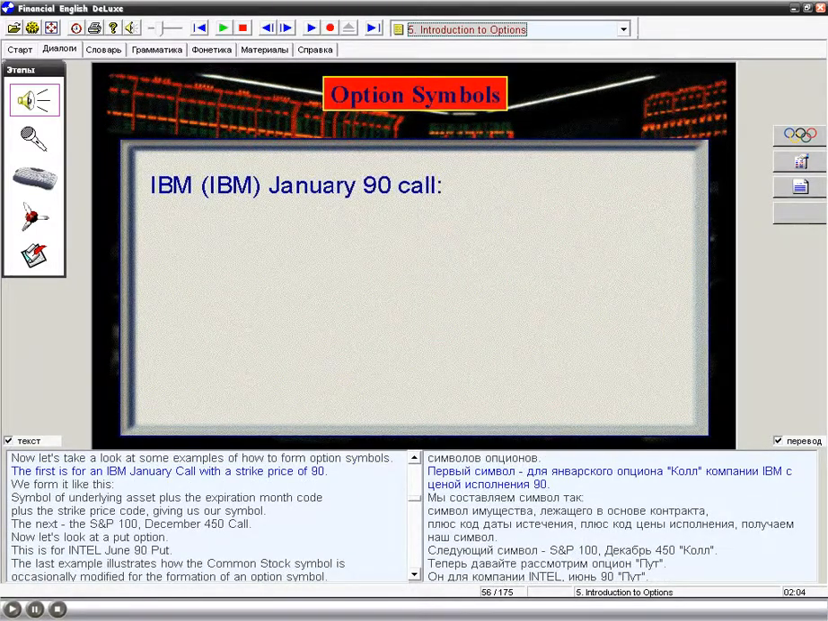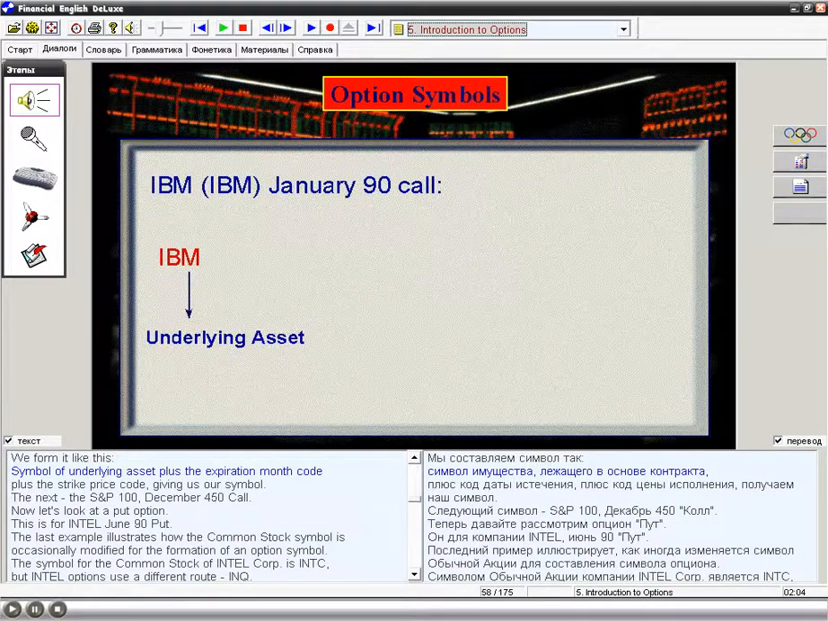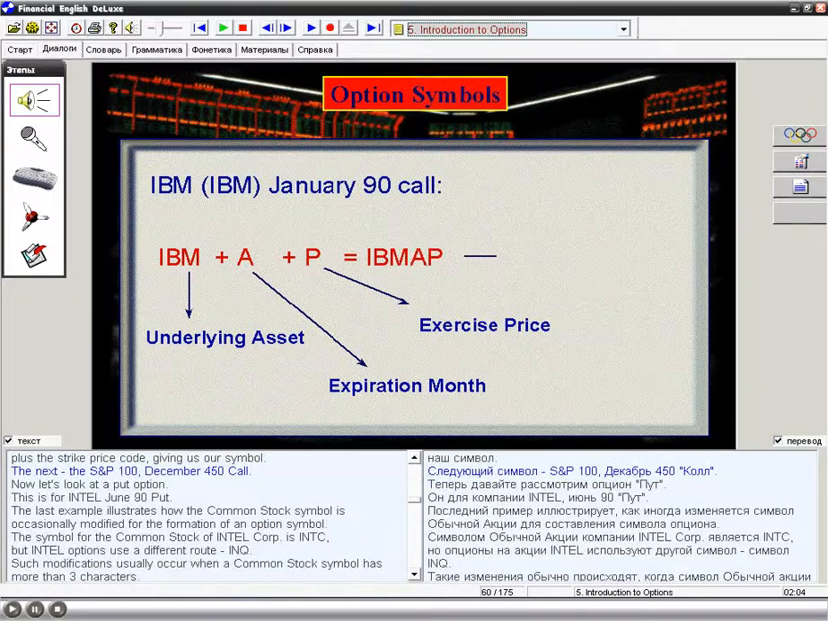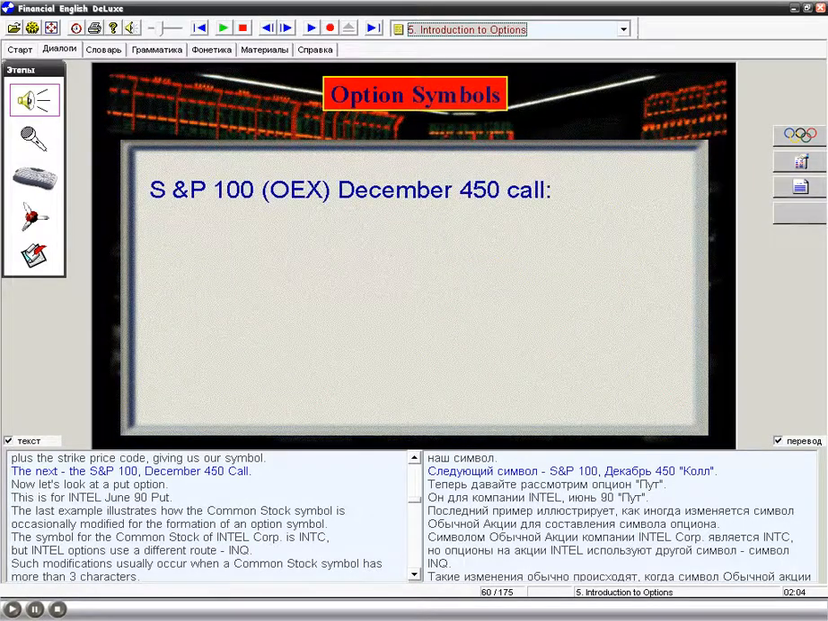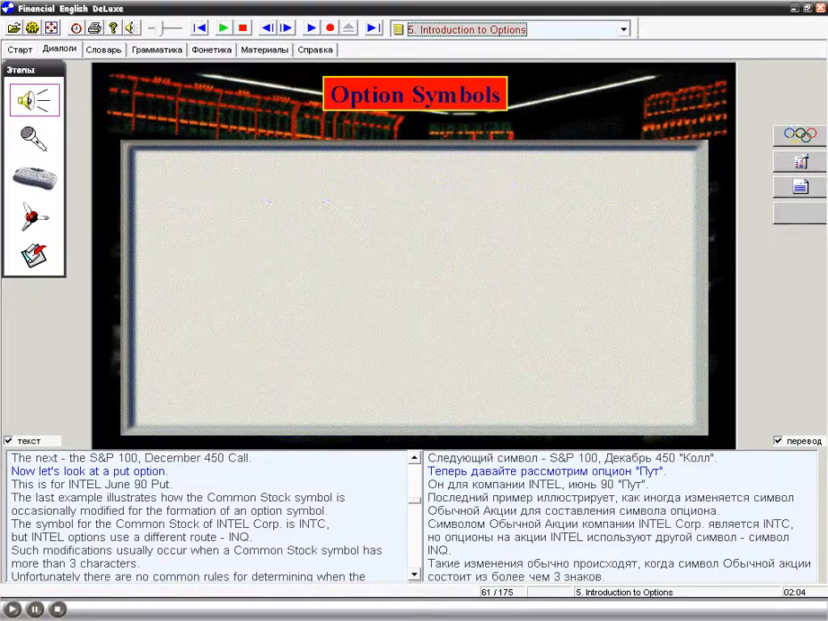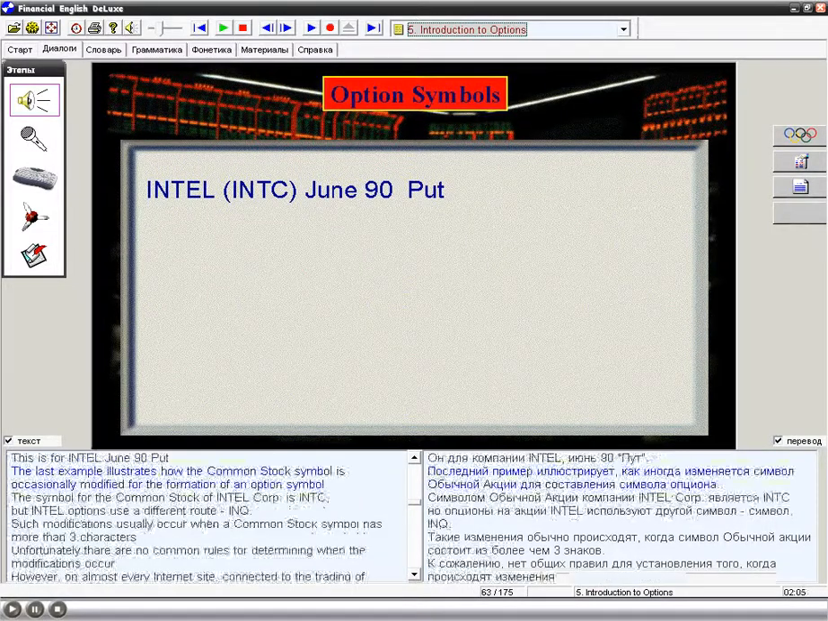Now let's take a look at some examples of how to form option symbols. The first is for an IBM January call with a strike price of 90. We form it like this: symbol of the underlying asset, plus the expiration month code, plus the strike price code, giving us our symbol. The next is an S&P 100, December 450 call. Now let's look at a put option. This is for Intel, June 90, put.